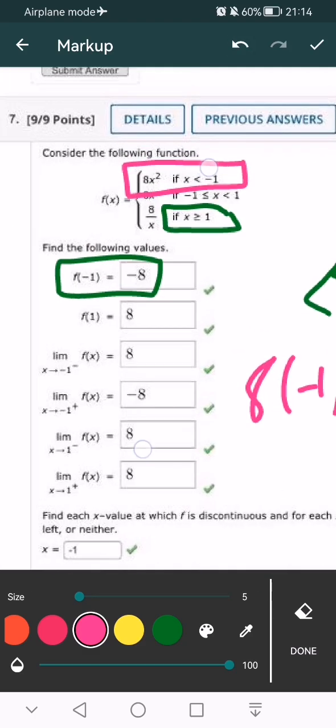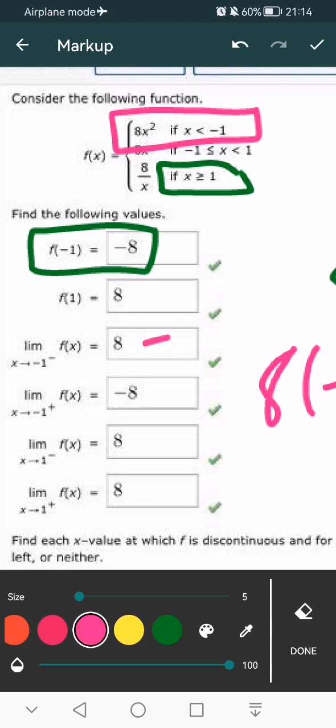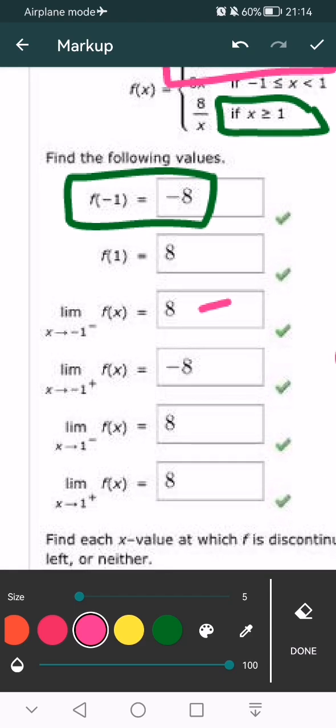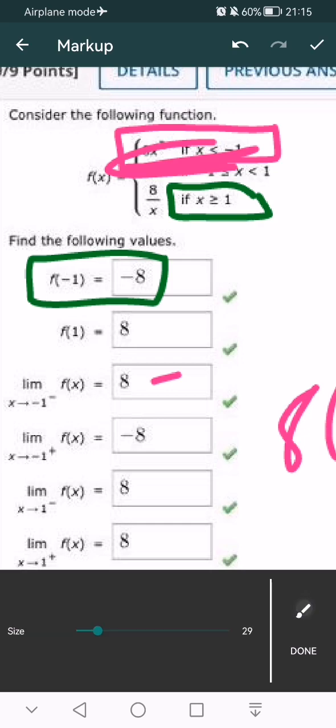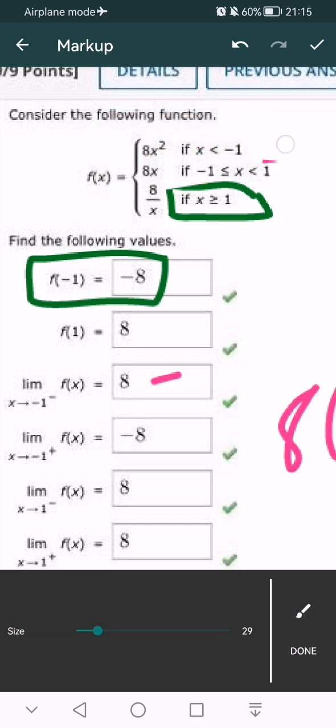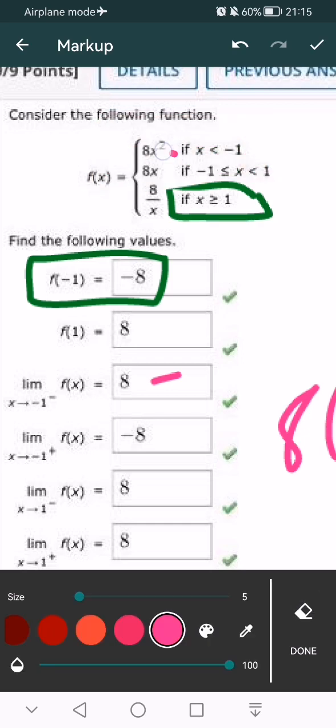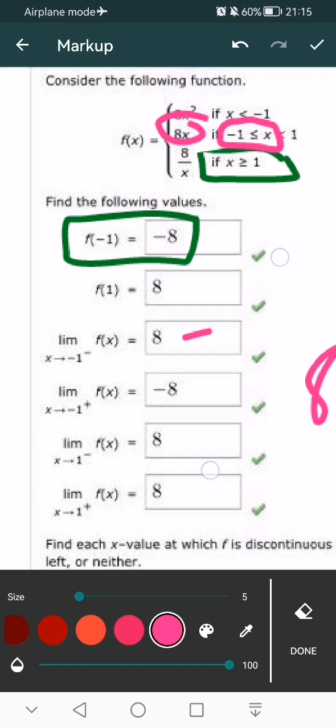Good. So the answer here is 8. The next one, minus 1 from the positive side, that means greater than minus 1, so I will substitute in the second function. Why? Because I have greater than, as you see here. See, it reads greater than or equal to minus 1, so I will take it and substitute in this function and put that.